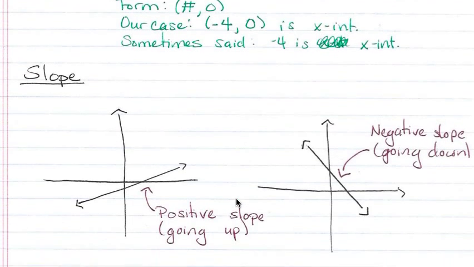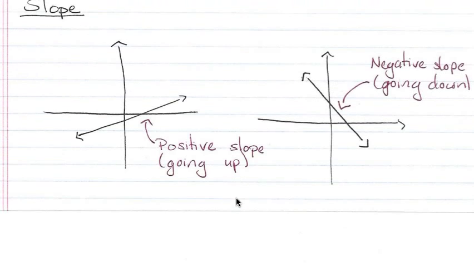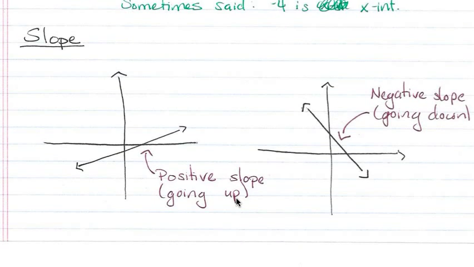Alright, so now let's talk about slope. Slope is just a description of whether the line's going up or down, or going up very quickly, or down very slowly, or whatever variant of that you would like. You know what the word slope means in general, and that applies to lines as well. But two things we should note about slope is that this is called a positive slope because it is going up. This is called a negative slope because it is going down.